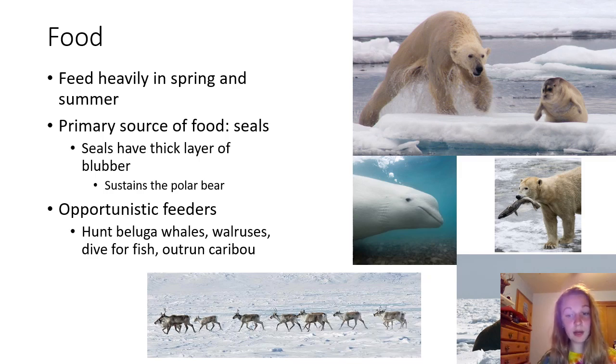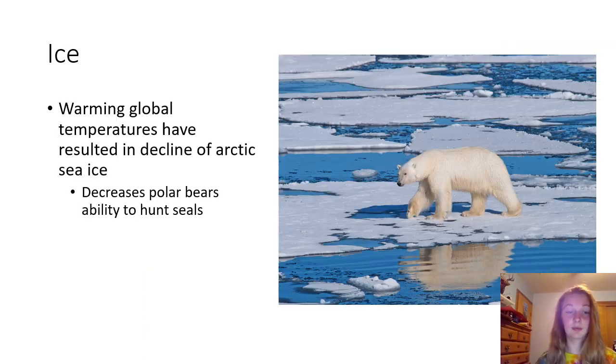But they are also opportunistic feeders, meaning if nature provides them an opportunity to eat something else, they will probably take it. This could include, but is not limited to, beluga whales, walruses, fish, and they've also been known to hunt down caribou. And that ice that they live on is in dramatic decline because of global warming and rising temperatures, resulting in a decline of Arctic sea ice.